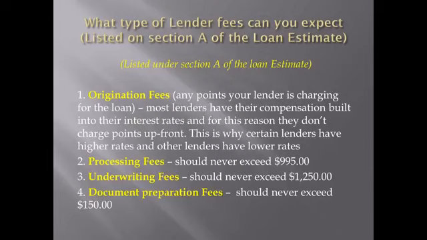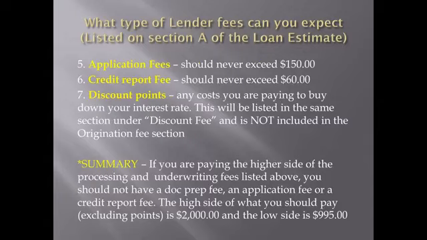Processing fees should never exceed $995. Underwriting fees should never exceed $1,250. Document preparation fees should never exceed $150. Application fees should never exceed $150. And if your underwriting and processing fees are anywhere near $2,000, you should never have an application fee or a credit report fee. In some cases, you will have a credit report fee. It should never exceed $60.